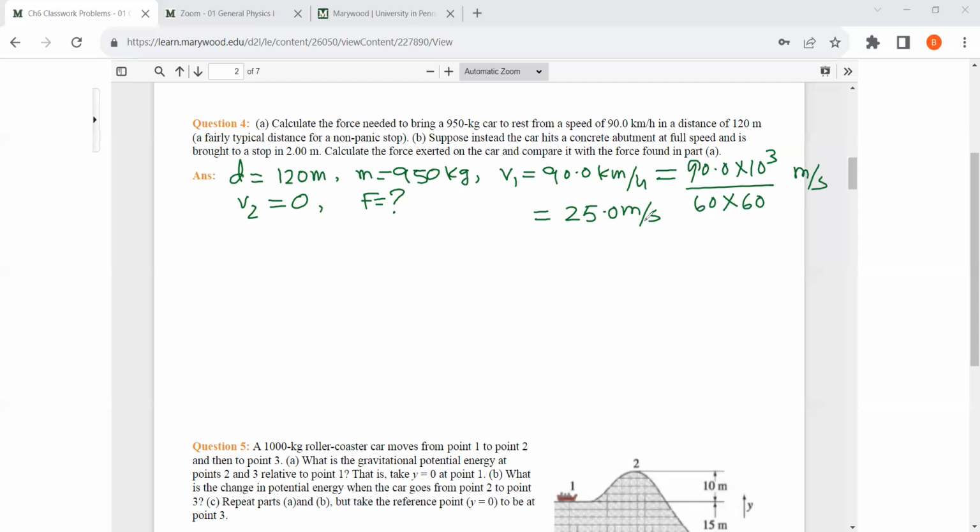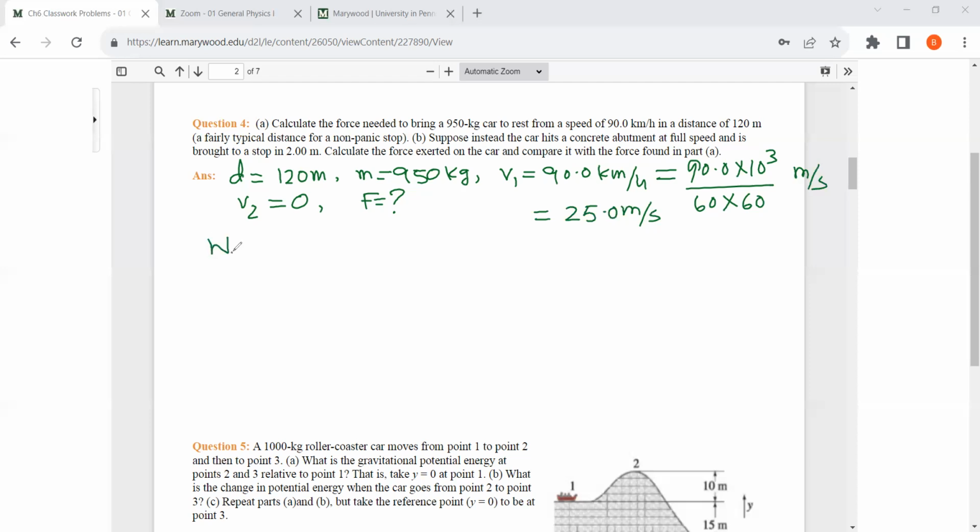So we are given the distance, or the stopping distance. We are given the mass of the car. We are given the velocity, initial and final velocity. We have to calculate the force. You are probably already thinking about the work-kinetic energy principle, right?